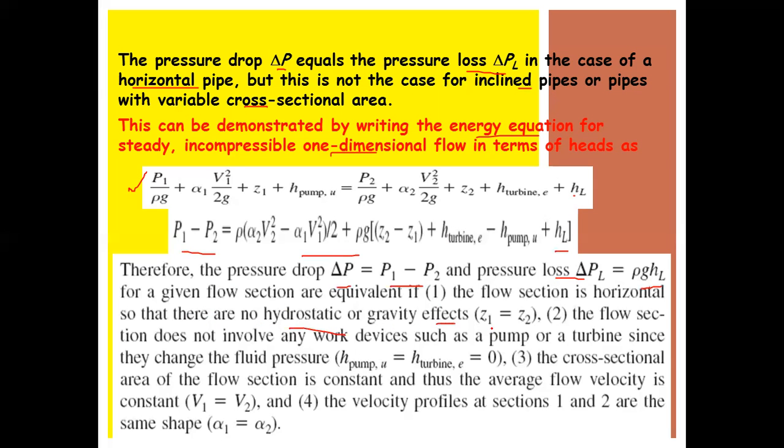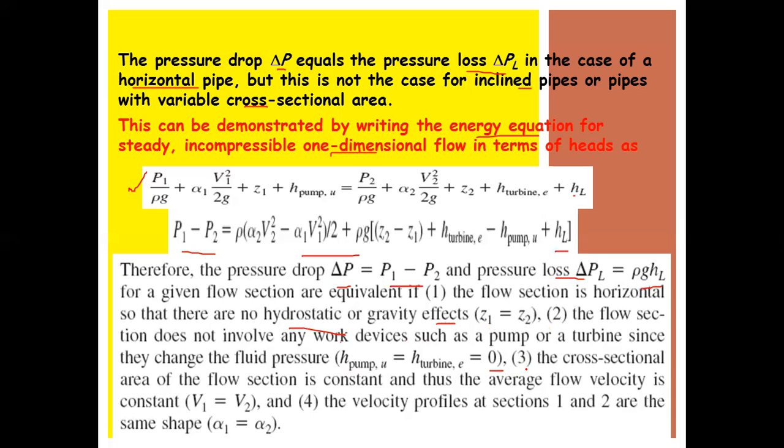That is, Z1 is equal to Z2. Second, the flow section does not involve any work devices such as a pump or a turbine, since there is no change in the fluid pressure. If there is no change in the fluid pressure, the devices we are using, a pump or a turbine, do not involve any change. Therefore, pump head is equal to turbine head, which is equal to 0.